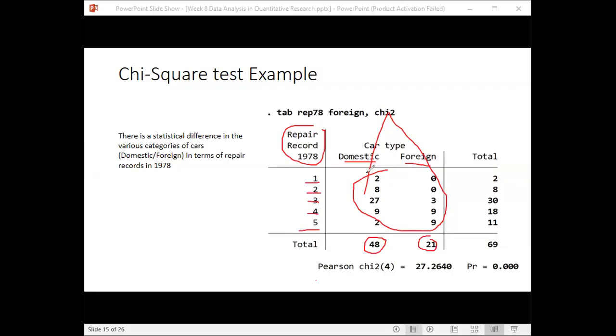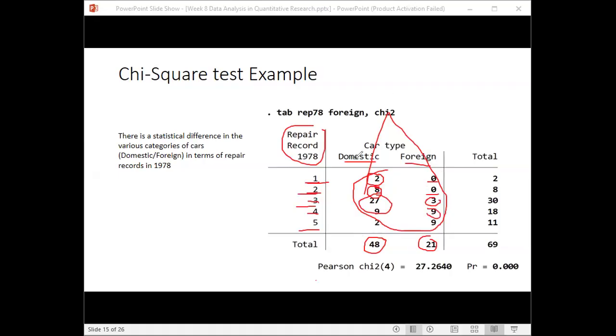2 domestic cars came once in terms of their repair record. 8 domestic cars came twice. 27 domestic cars came 3 times, in that order. For the foreign cars, no car came once in the data that you have gathered. This is the sort of frequencies that you have.